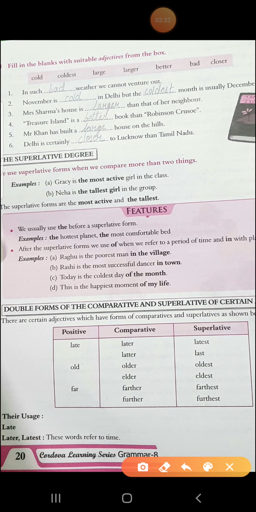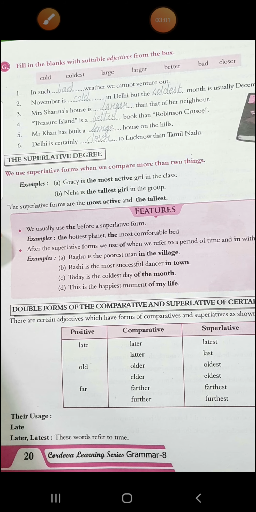Now see the third one. Mrs. Sharma's house is dash than of her neighbor. You can see here the word than is there and we are doing a comparison between two houses, Mrs. Sharma's and her neighbor's house. So here we will use comparative degree and see above. So it is larger. That is why I have used this word larger here. So Mrs. Sharma's house is larger than that of her neighbor.